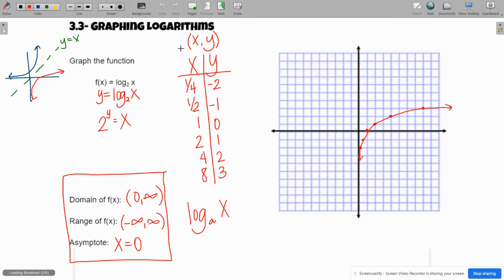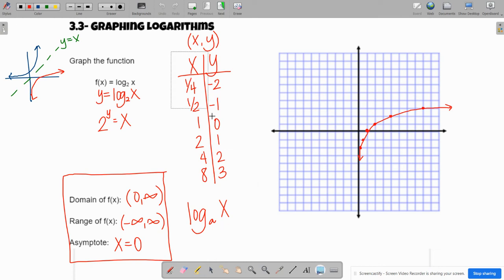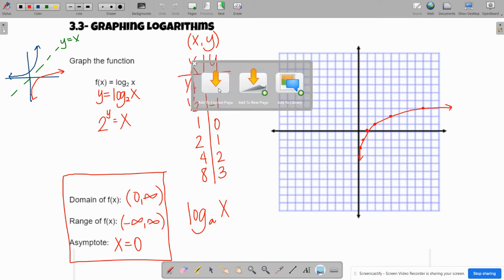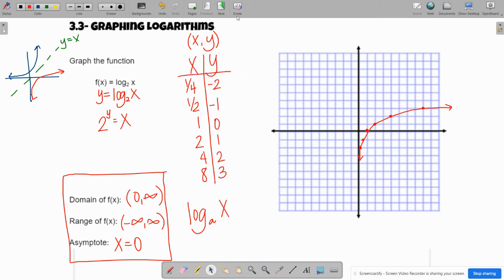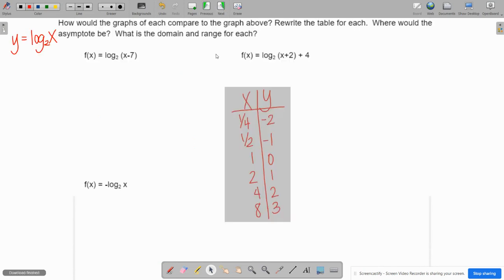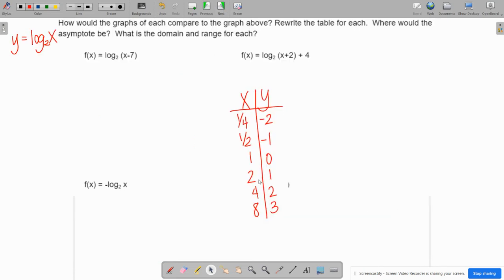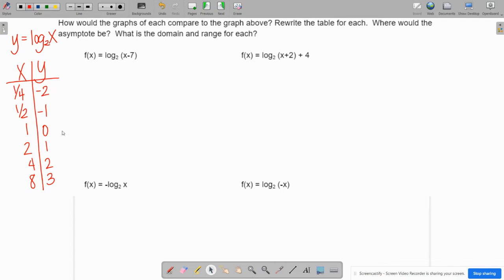So something that's going to make this a little bit easier, I'm actually going to copy this table to the next page so that we can reference it as we are talking through these problems here. So just remember that this was our original function, and we're going to utilize that table to do these transformations.